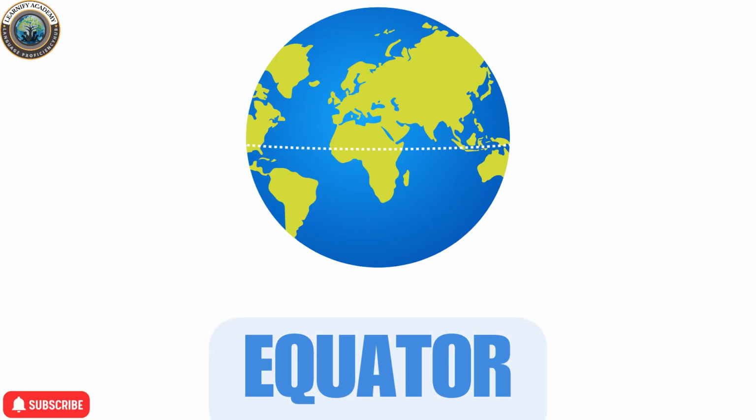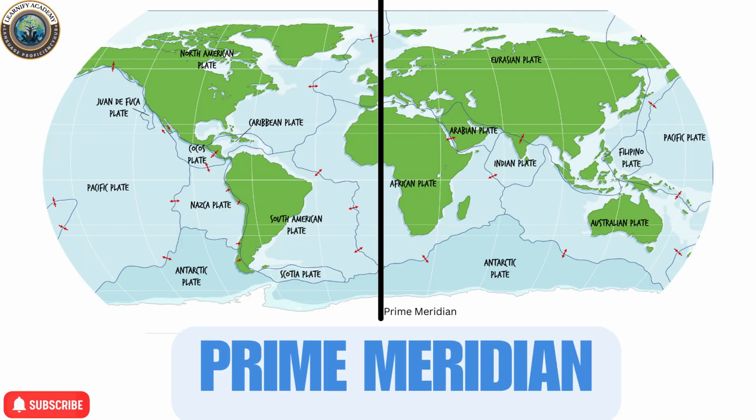Equator. An imaginary line around the Earth that is equidistant from the poles and divides the planet into northern and southern hemispheres. Prime meridian. The Earth's 0-degree longitude line, passing through Greenwich, England, used as the starting point for measuring longitude.